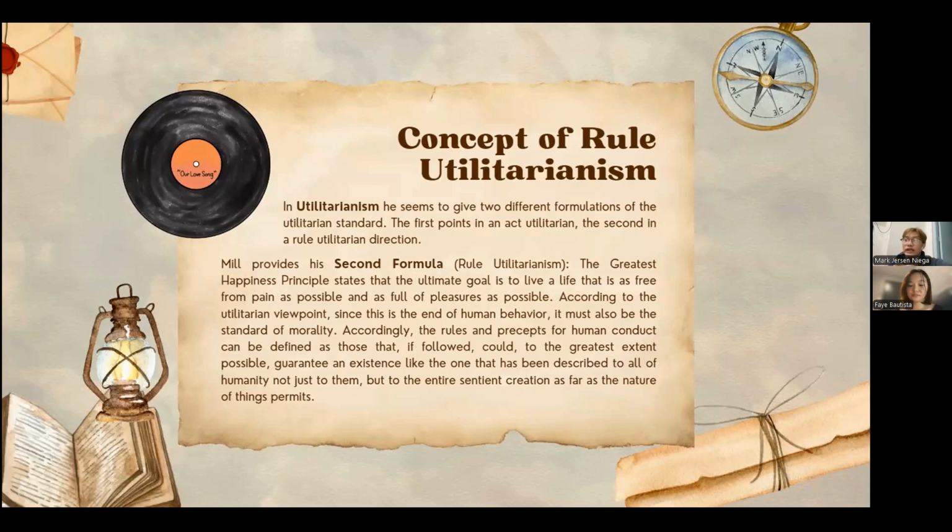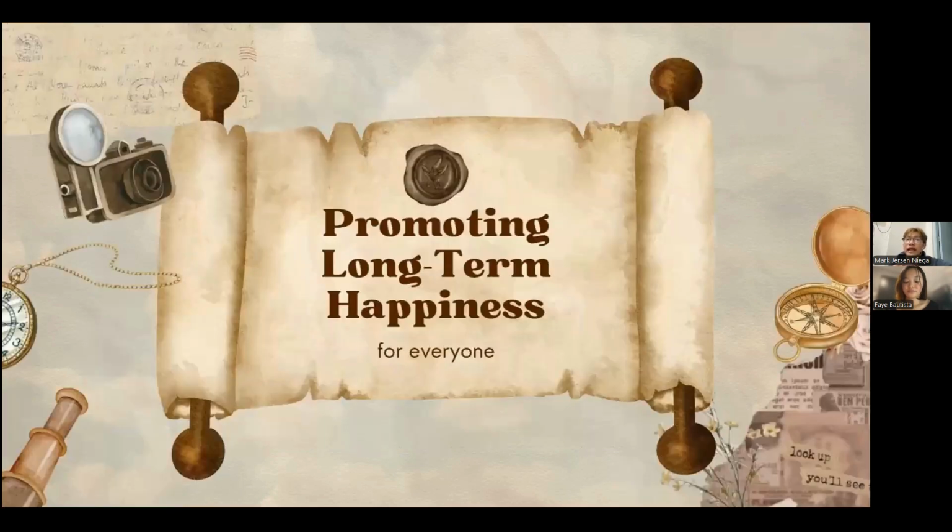It seems to say that an act is correct when it corresponds to rules whose preservation increases the mass happiness in the world. And this appears to be a rule utilitarian conception. To discuss promoting long-term happiness, here is Ms.